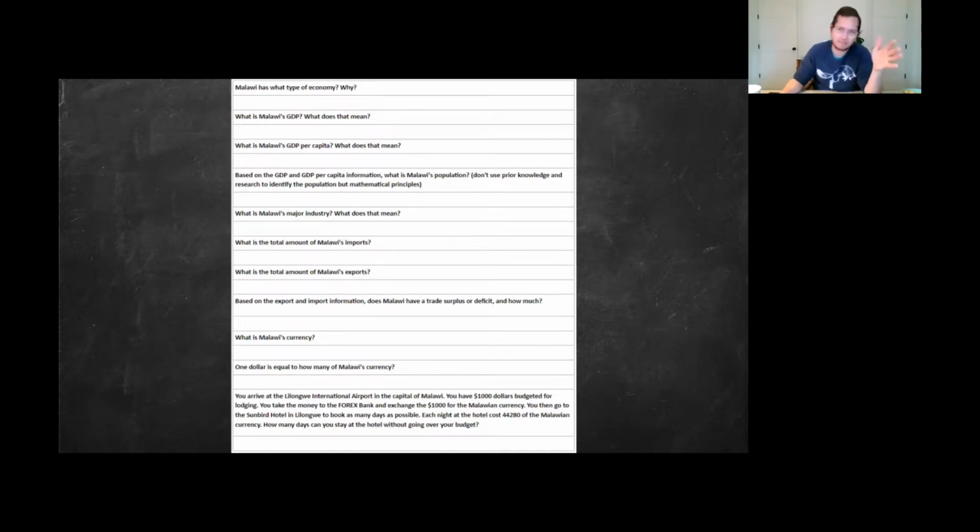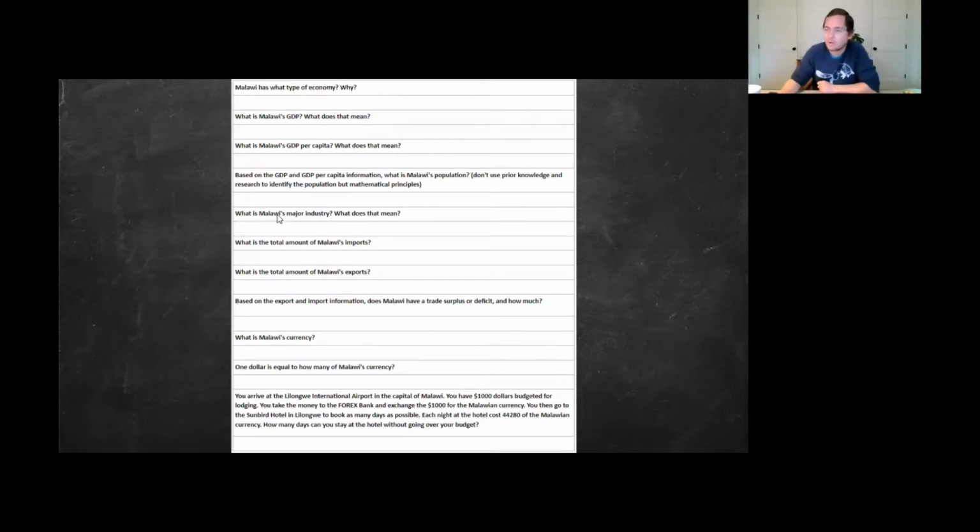Malawi has what type of economy? Make sure you can explain why Malawi has that type of economy. What is Malawi's GDP, or gross domestic product? And what does that even mean? So you're not just saying the GDP, you're explaining what that means. What is their GDP per capita? What does that mean? And then based on the GDP and GDP per capita information, what is their population?